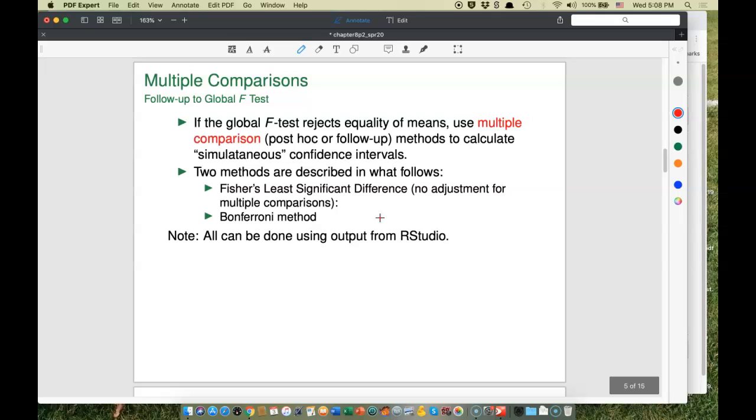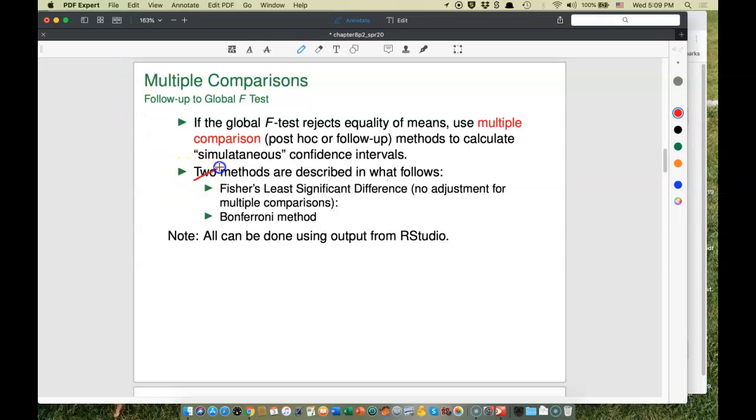Okay, so multiple comparison procedures. If the global F test rejects equality of means, we want to use multiple comparison, post hoc follow-up methods; it has lots of names. We want to calculate simultaneous confidence intervals or carry out hypothesis tests where we're making some sort of adjustment for the fact that we're doing lots of procedures.